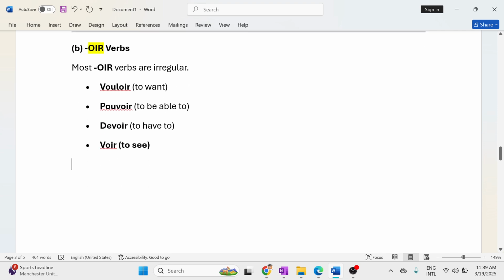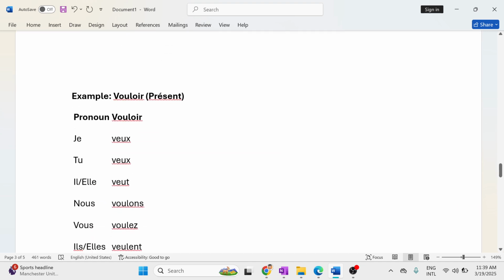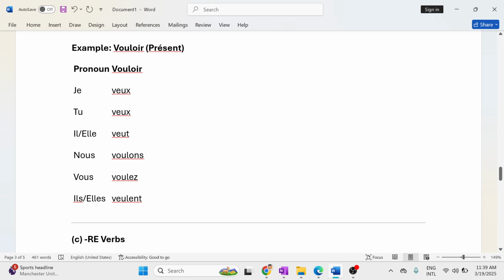So like I want to, I will be able to, I have to. So all these verbs are important, and they are still irregular. So just remember them. Vouloir, je veux, read after me.